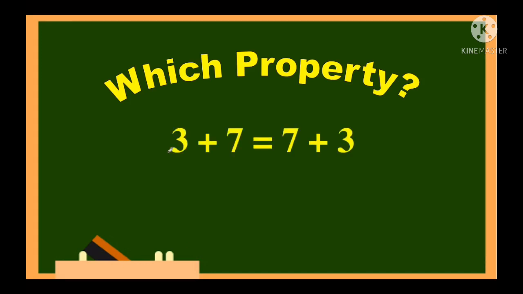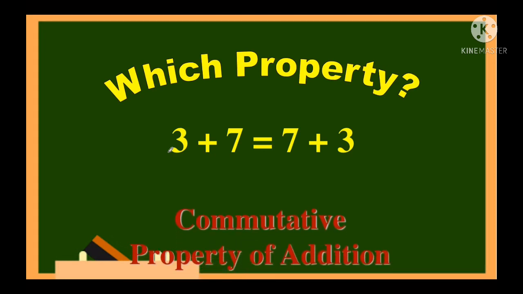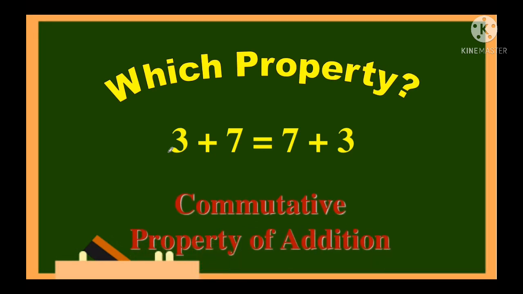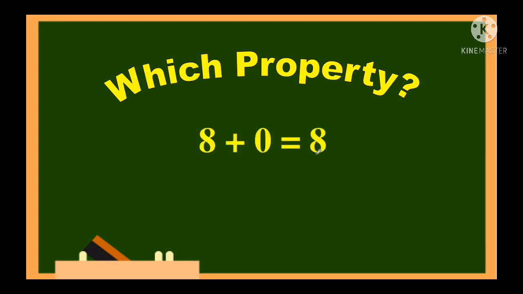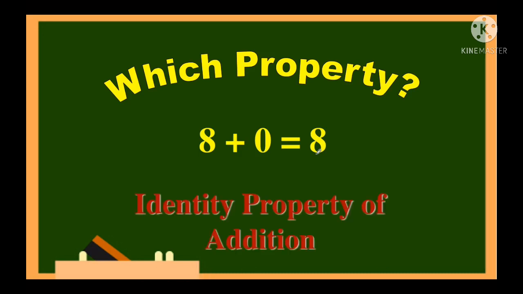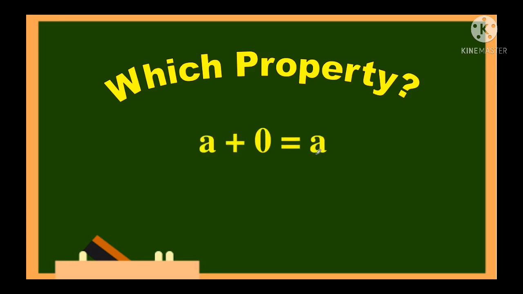Which property? Wow, very good. This one is commutative property. Okay, commutative property of addition. 3 and 7 just change places, but still the answer is the same. Alright, how about here? Alright, it's easy. It's because we have 0. So the answer is identity property of addition. Easy. How about this? Very good. Identity property also.